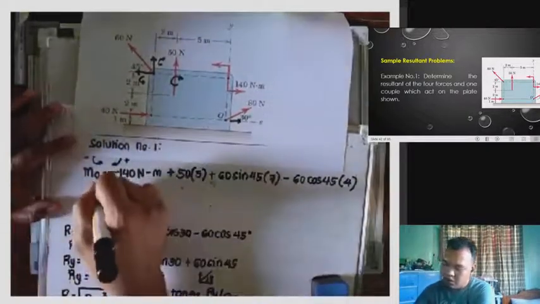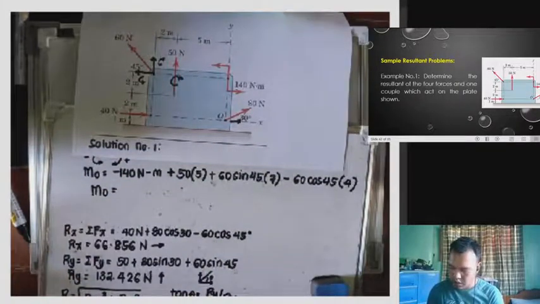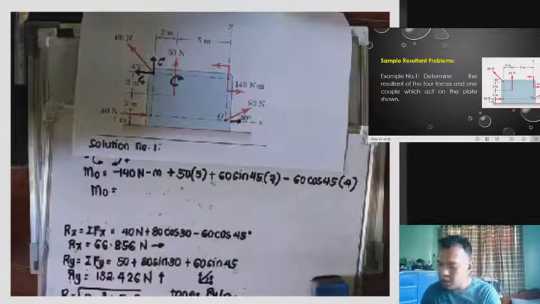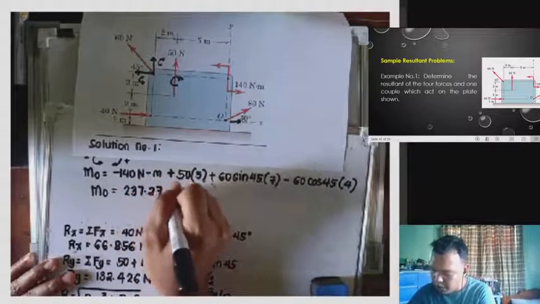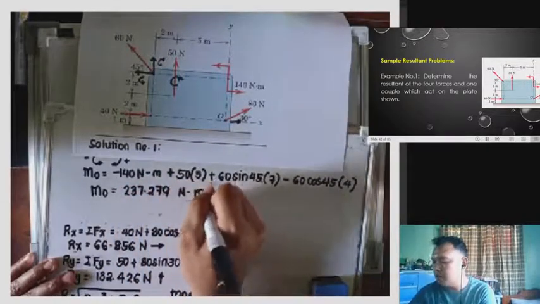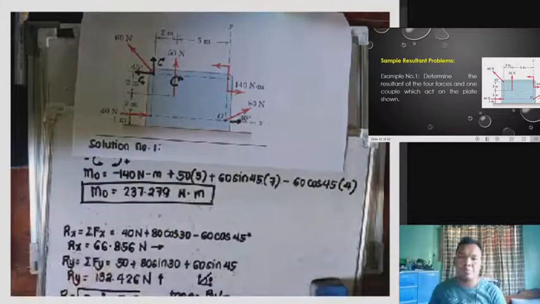Okay. Moment at O is equivalent kay negative 140 plus 50 times 5 plus 60 sine 45 times 7 minus 60 cosine 45 times 4. So we have here 237.279 Newton meter. Ito po yung moment value, no?